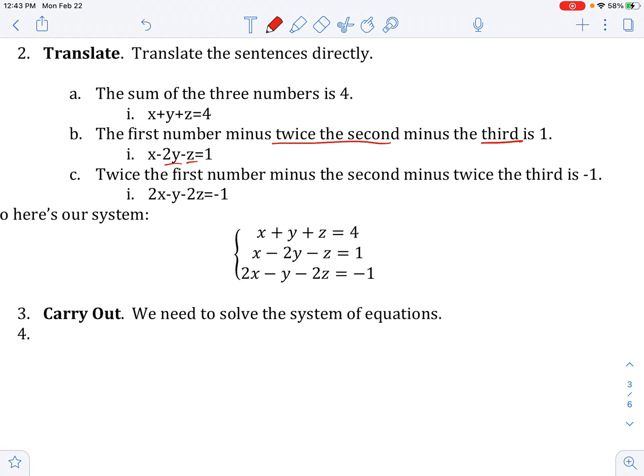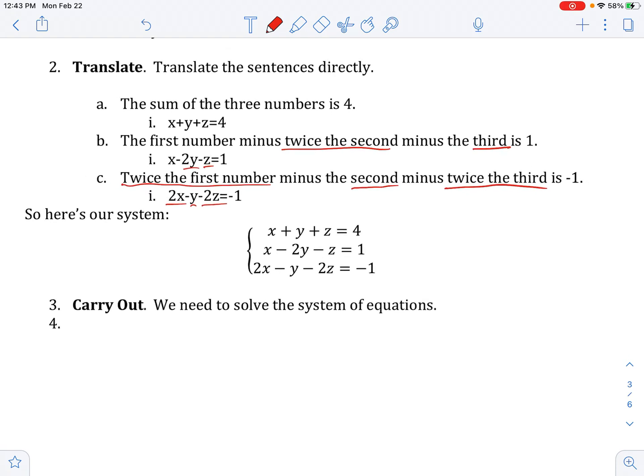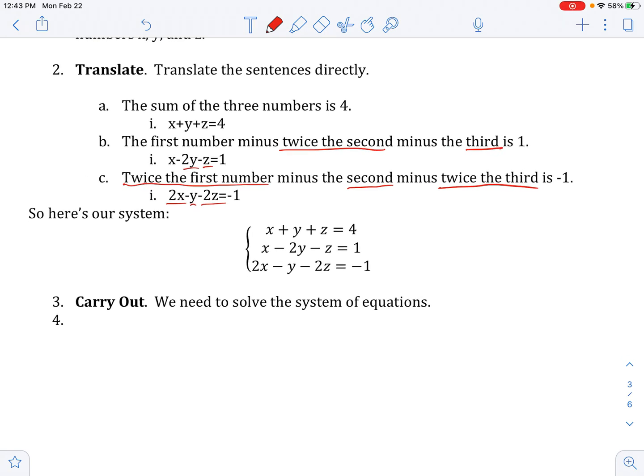Let's move on to the third one. Twice the first number, that's 2x, minus the second, minus y, minus twice the third, that's 2z, equals -1. So what we've done, we've translated each sentence into an equation, and now it's time to solve.